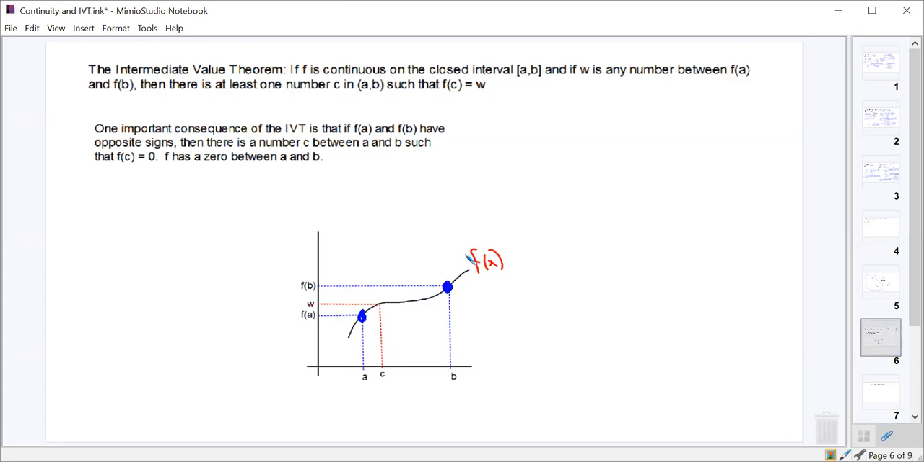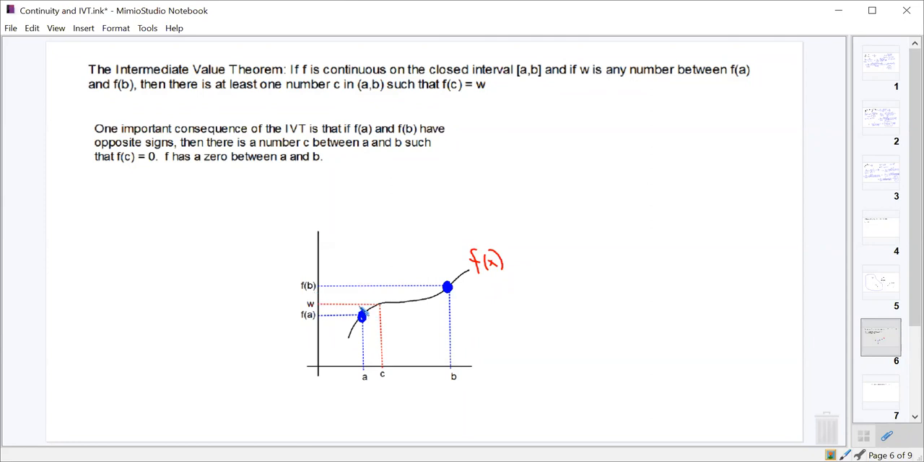to here without touching every value, every y value from f of A to f of B, unless I pick up my pencil. Would you agree? Yeah, that's all this theorem is saying. It's saying if I want to go from this y value to this y value without picking up my pencil, I have to hit every y value in between.